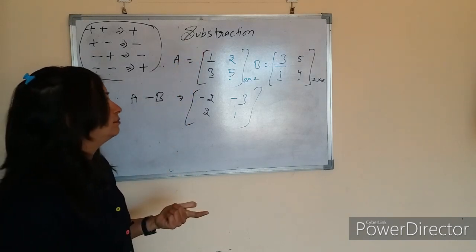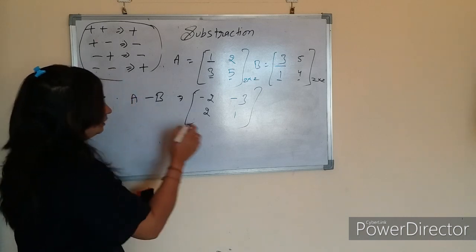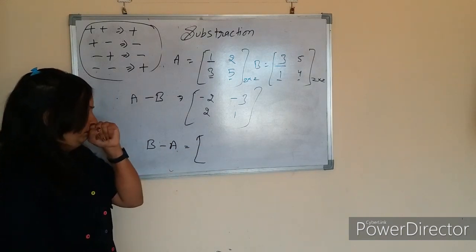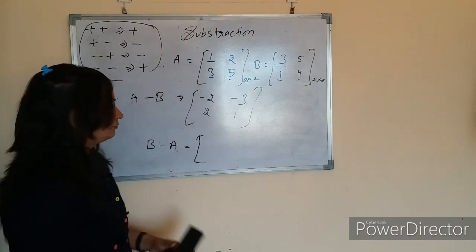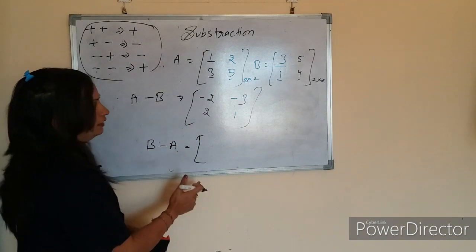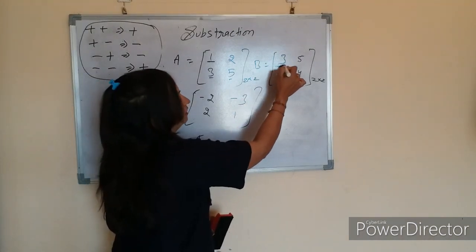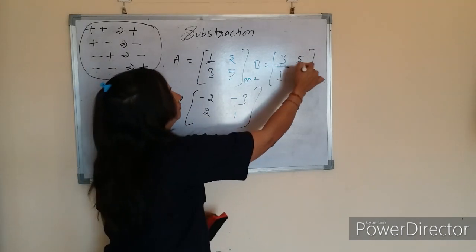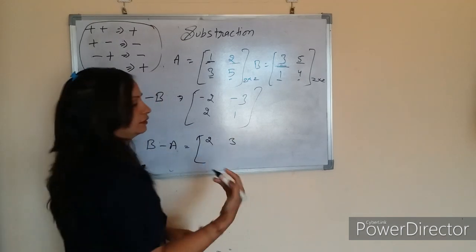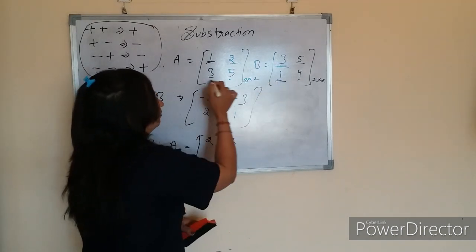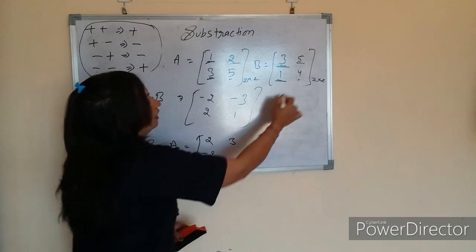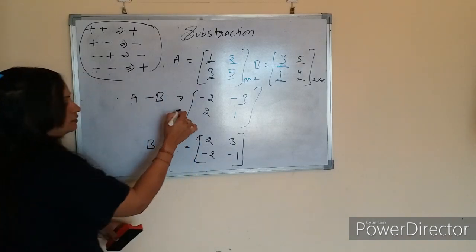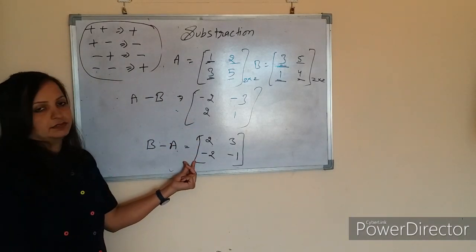Only one point. Subtraction is not commutative. So A minus B is not equal to B minus A. Let's check in the same example. If I am going to subtract A from B, now I am writing B minus A. So what I have to do, I have to subtract 3 minus 1. So 3 minus 1 I am getting plus 2. 5 minus 2 I am getting 3, that is also plus 3, and 1 minus 3 I am getting minus 2, and 4 minus 5 I am getting minus 1.